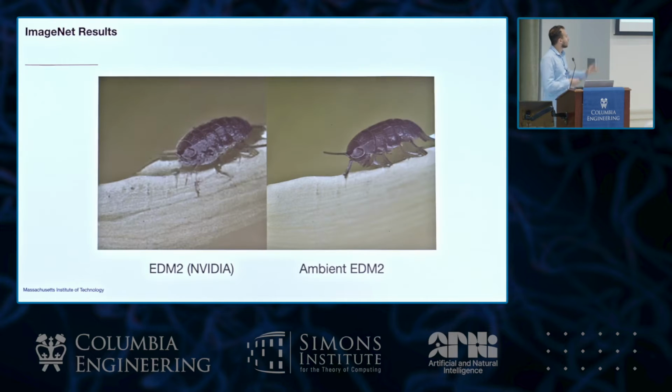Okay, so I'm going to start with this result. On the left, you see a state-of-the-art model trained on ImageNet, and this is a generated sample there. And you can see that it's blurry. That's because some of the samples in the training set were blurry. On the right, you see what you get when you train with the data, but using them as bad.